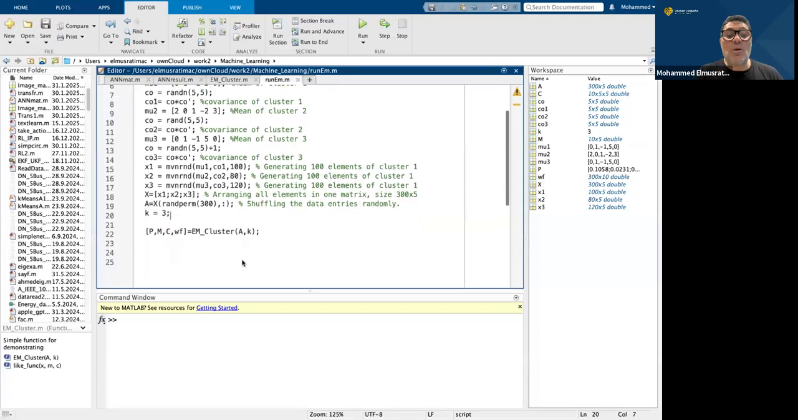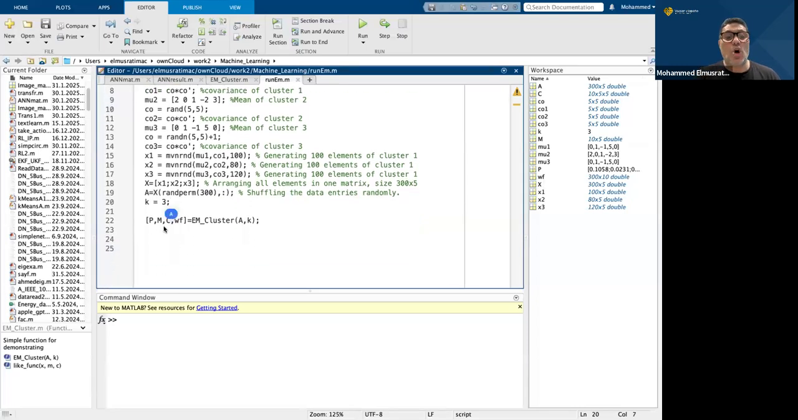Okay, now I want to test my code. This is my code now. Here, I assume that I know the number of clusters. I will change the number of clusters and we will see how this will affect the clustering process. And then I just run my code. So you can see here in my code, I have A. A is the matrix with 300 elements, okay, and 5 dimensions. And I told it that I have three clusters.